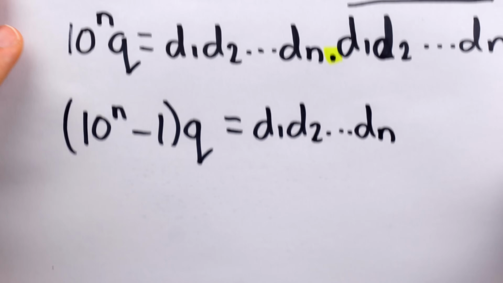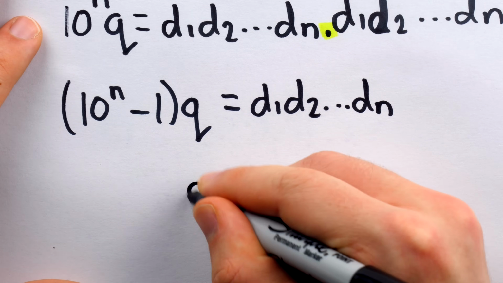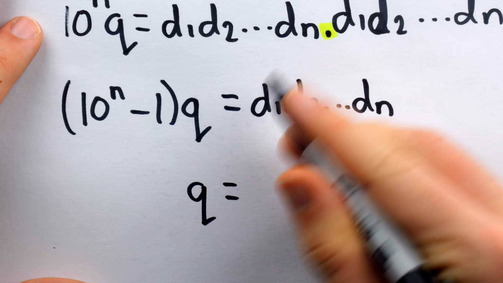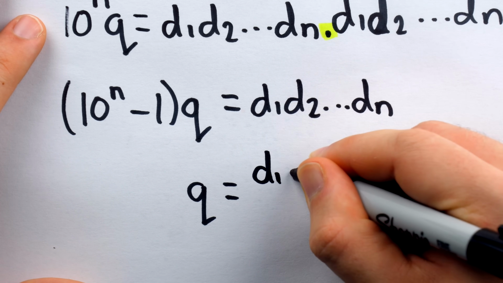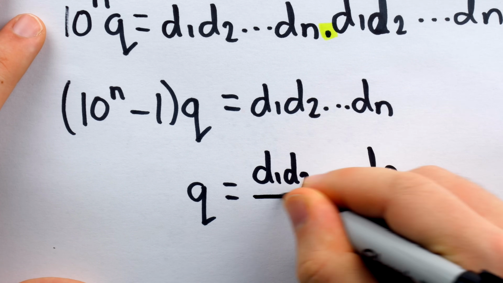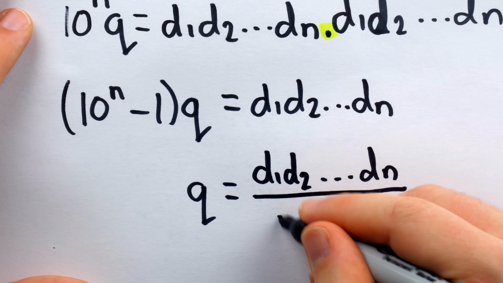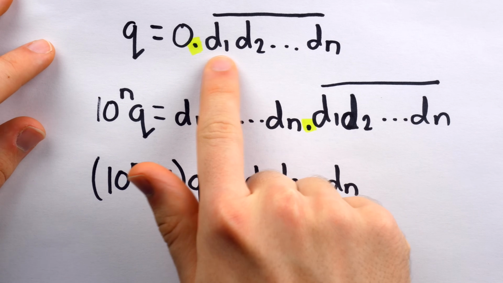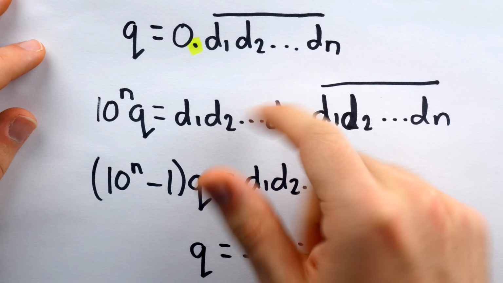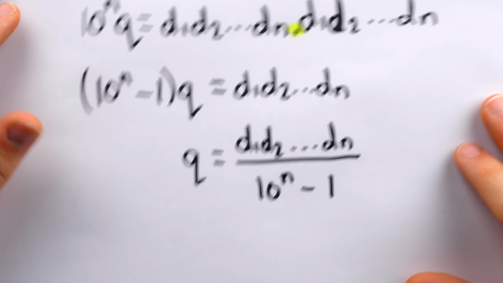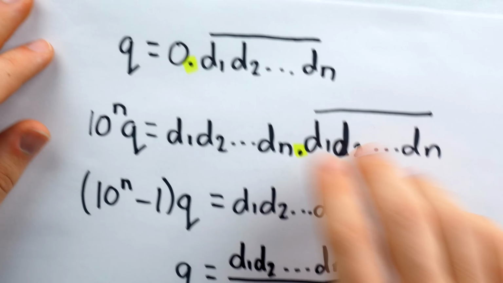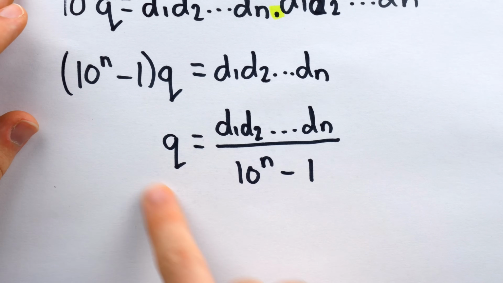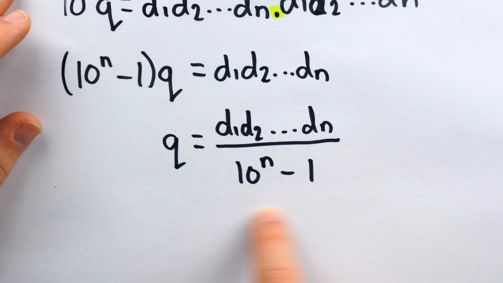And now we see that q can certainly be written as a ratio of integers. This integer, d1, d2, up through dn, divided by this guy, 10 to the power of n minus 1. So if a number has a repeating decimal expansion, it can't possibly be irrational, because having a repeating decimal expansion implies that we can write it as a ratio of integers.